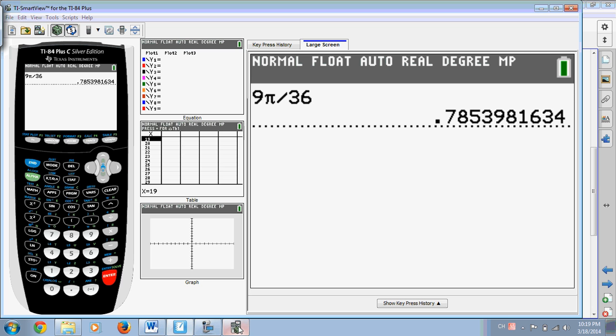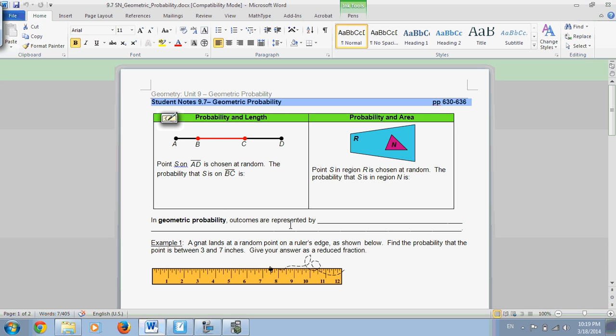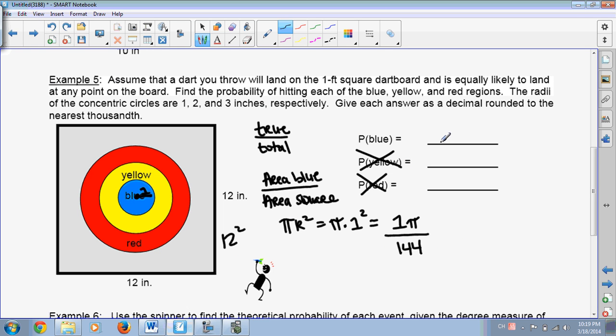So let's go ahead and go to our calculators and see the probability of that. 1 pi, or you can just type pi divided by 144, is 0.021. But the 8 here would round the 1 up to a 2. So it's 0.022. In reality, if you were to move the decimal over 2 places, that would be 2.2%, that if you threw that dart, you would make a bullseye.